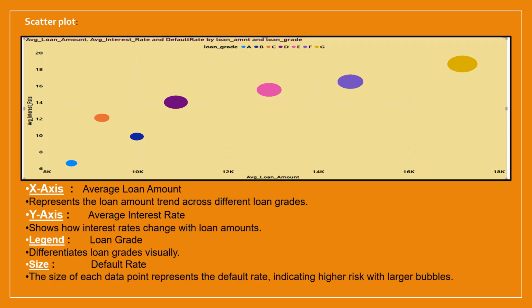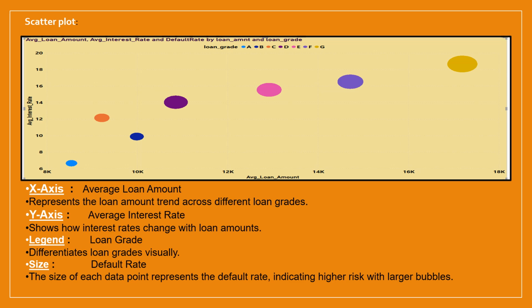Then for visualization, I have used a scatter plot. On the x-axis, I have added average loan amount, and on the y-axis, I have added average interest rate. In the legend, I have added loan grade, and in size, I have added default rate. So the size of each data point represents default rate, indicating higher risk with a larger bubble.